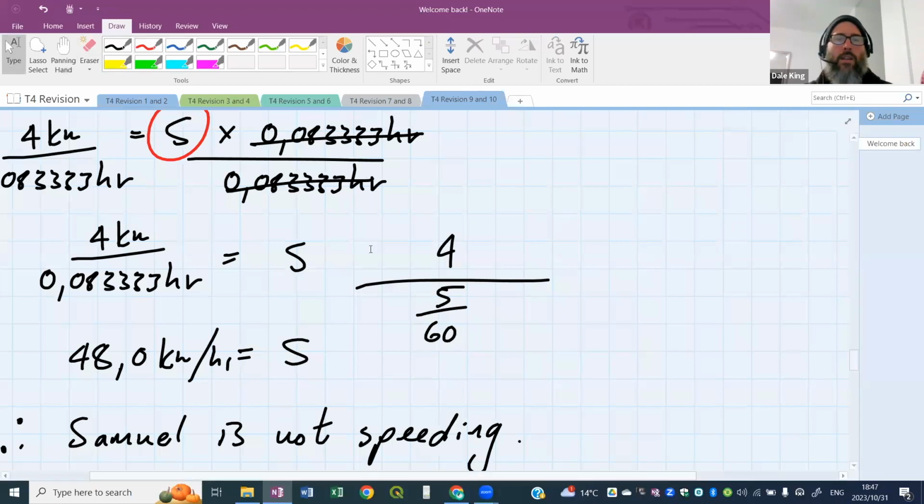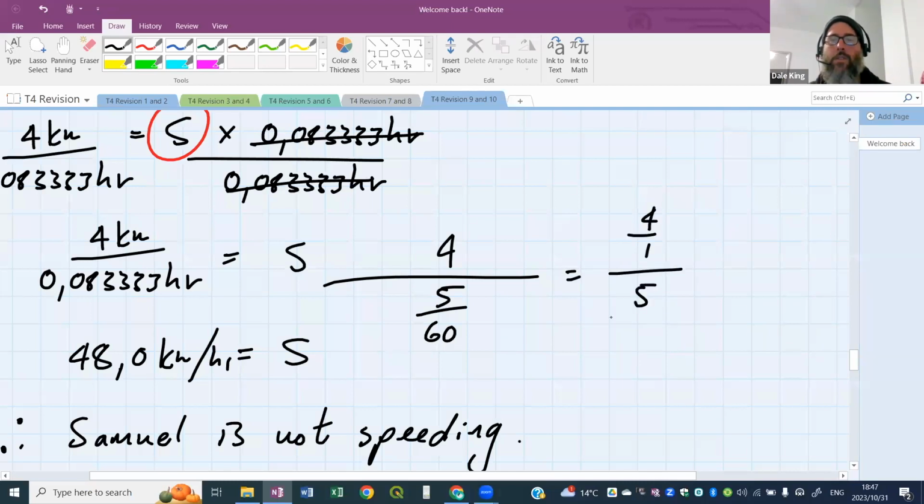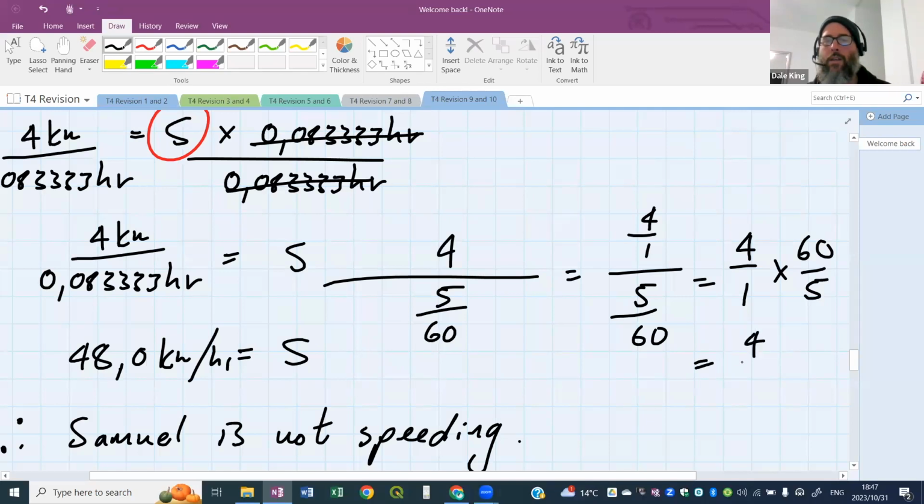But you know in mathematics that when you divide by fractions, we don't like to divide by fractions. So what we do is we tip and times them. So this is the same as 4 over 1 divided by 5 over 60. And that we tip and times, that's 4 over 1 times 60 over 5. And then when you put these two together, it's 4 times 60 over 5, or 4 over 5 times 60. It's the same thing.